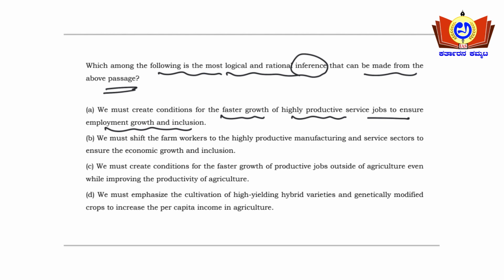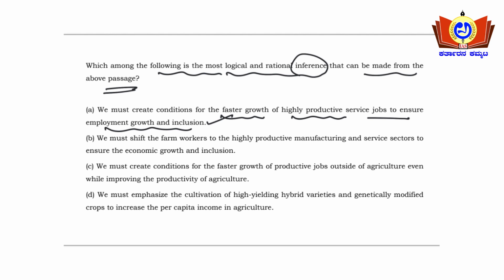We also need to check the other three options. We must create conditions for the faster growth of highly productive service jobs to ensure employment growth and inclusion. This statement is relatable to the passage here. We will also be checking options B, C and D, then select the most probable option.